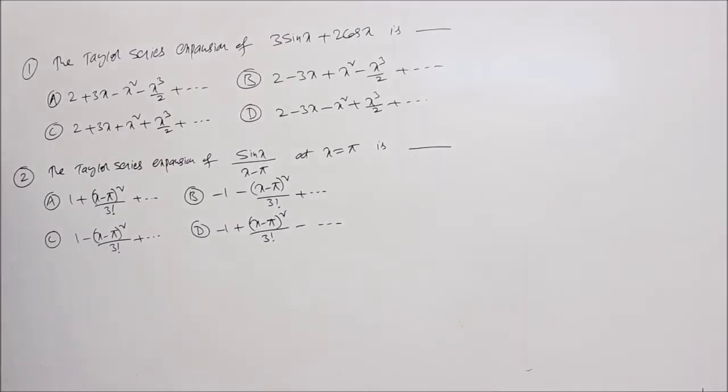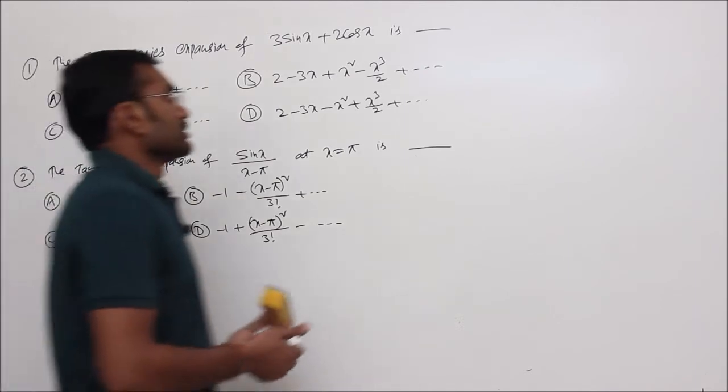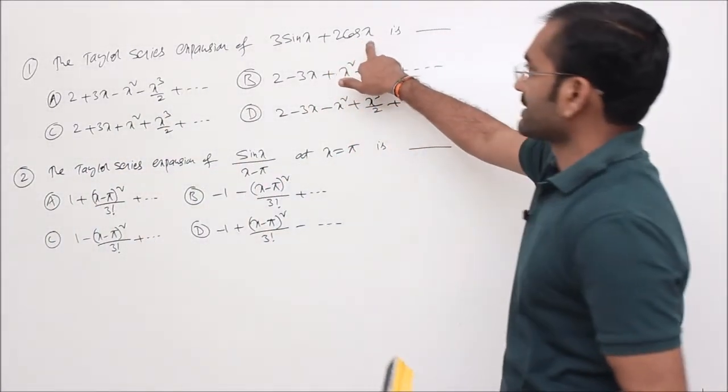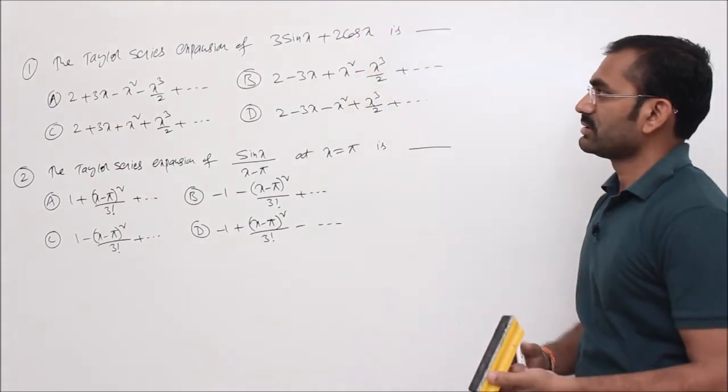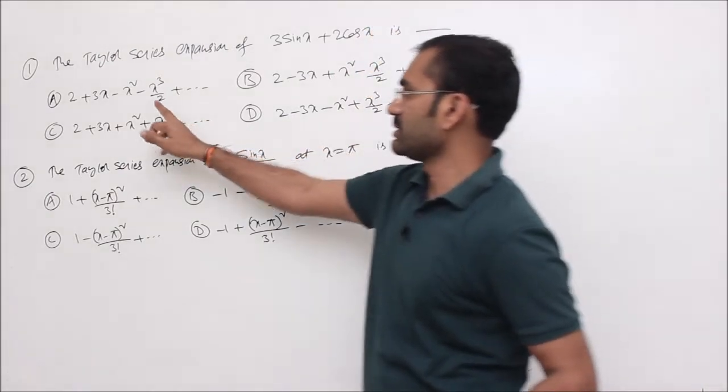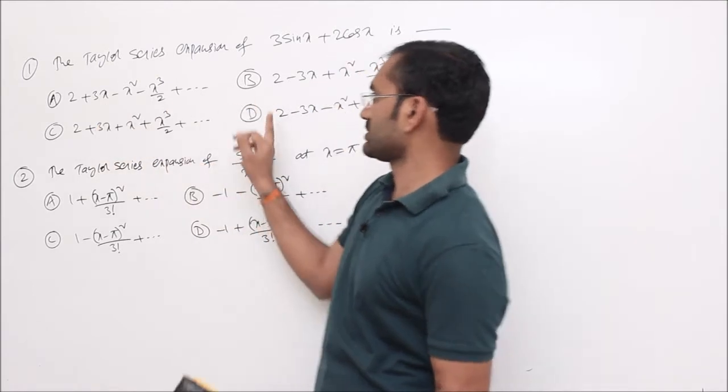Now we'll do problems on Taylor series. First problem: the Taylor series expansion of 3 sin x plus 2 cos x is. Here, about which point is not given. So see that options A, B, C, D are all in terms of x.